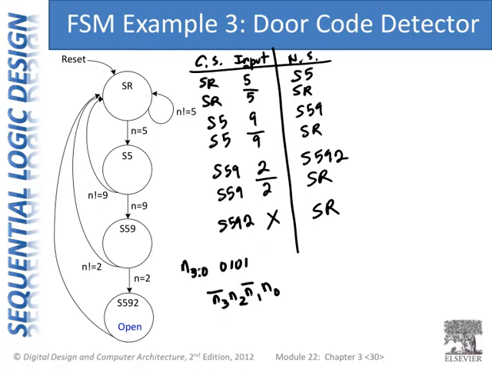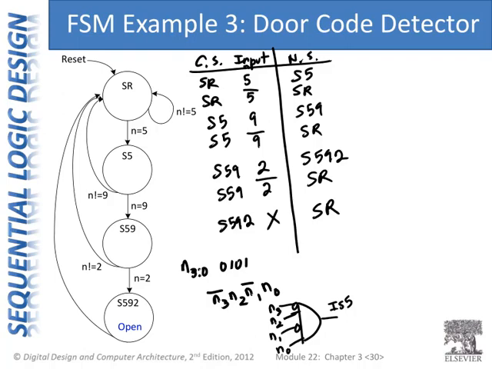Make a gate that outputs a 1 if N3 is low, N2 is high, N1 is low, and N0 is high. In fact, it would look like that. Basically like this: N3 bar, N2, N1 bar, and N0. That would be the is 5 output, for example.